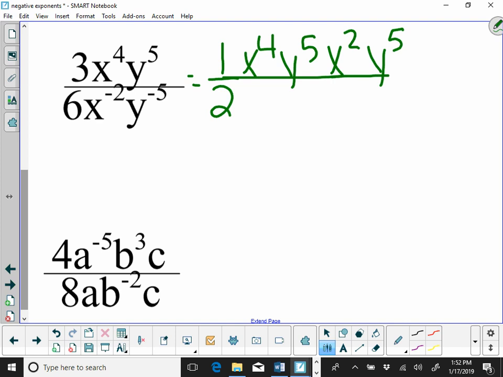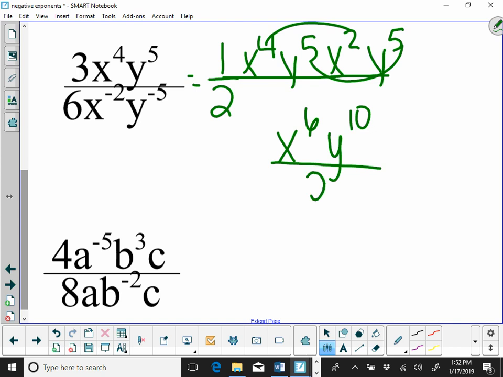Now all of our letters are on the top, so that means they're all multiplied. Which ones are we going to add? The like ones. So 4 plus 2 gives me X6, and 5 plus 5 gives me Y10, all divided by 2. And there's your answer.